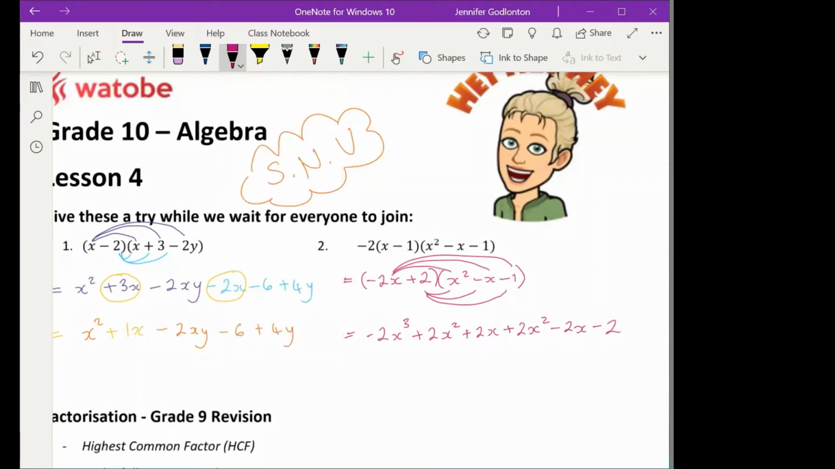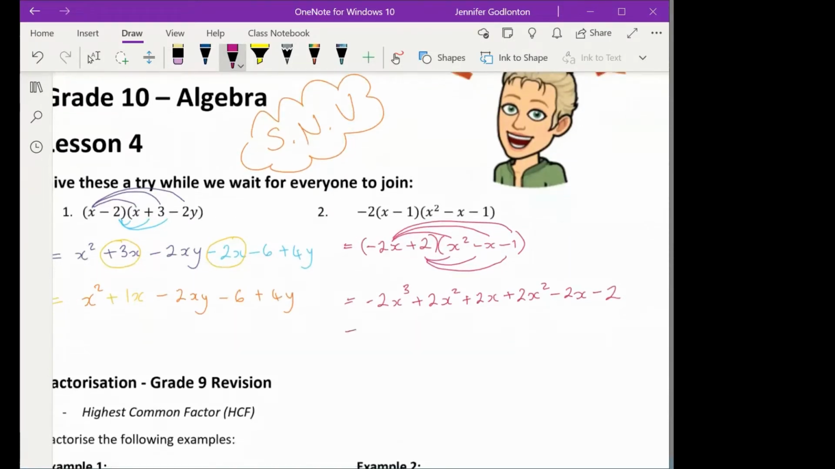Okay. Last step. We've just got to do our like terms here. So what's my final answer going to look like? It's going to be negative 2x cubed plus 4x squared minus 2. Beautiful. Do you see how these two cancel each other? Nice job, guys. Thank you, ma'am.